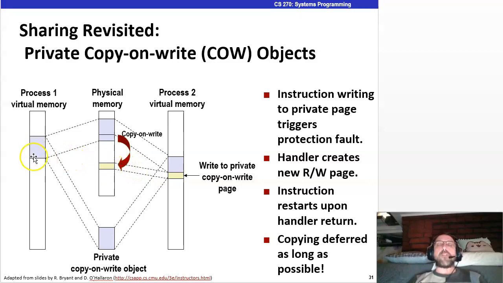So now if process 1 refers to something at that address, it's still referring to the original, but if process 2 does, it's referring to its changed copy. Now we have to mark it as copy on write in both processes so that if process 1 tries to write to that memory area, it's going to get its own writable copy of that page.